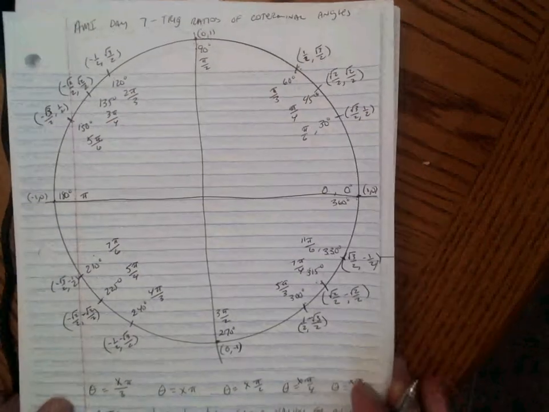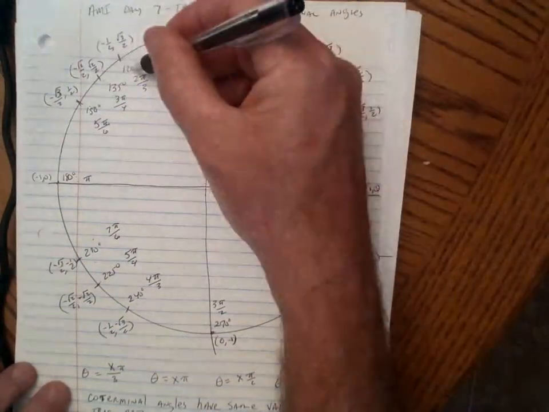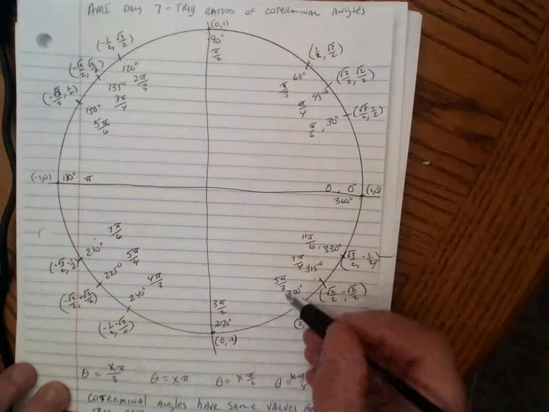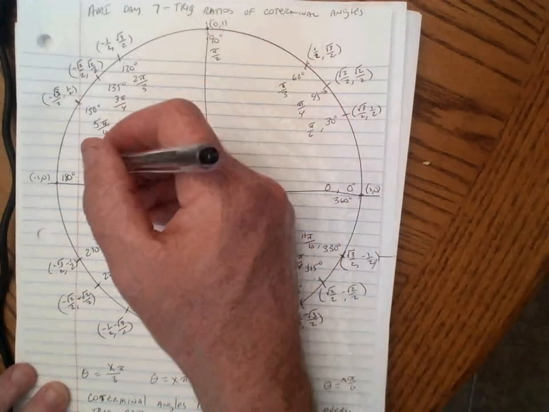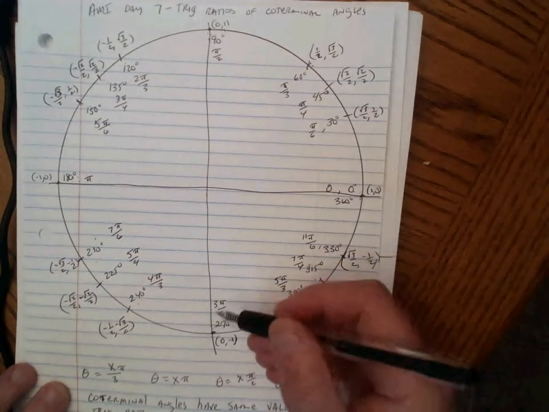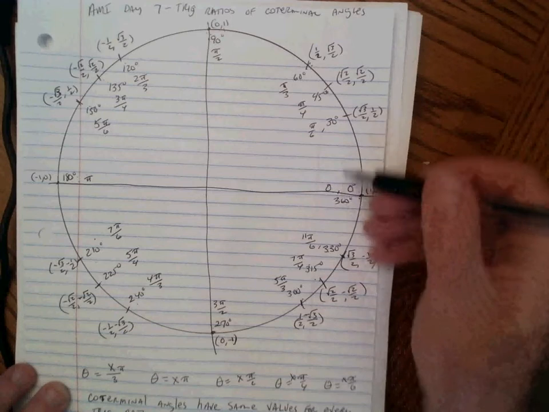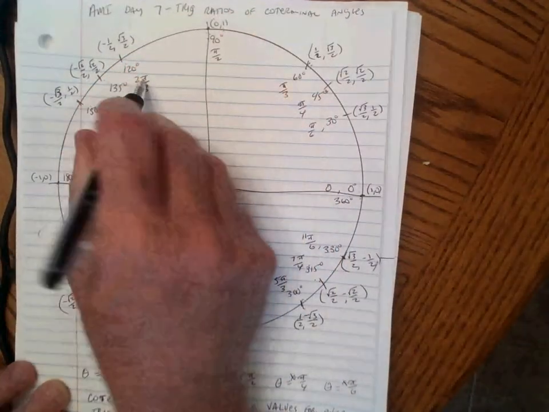So we're going to count again. This time every 60 degrees is a pi over 3. So 1 pi over 3, 2 pi over 3, 3 pi over 3, 4 pi over 3, 5 pi over 3, 6 pi over 3, 7 pi over 3, 8 pi over 3, 9 pi over 3, 10 pi over 3, 11 pi over 3, 12 pi over 3, 13 pi over 3, and 14 pi over 3.